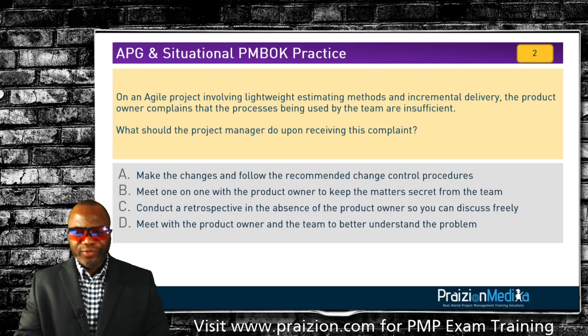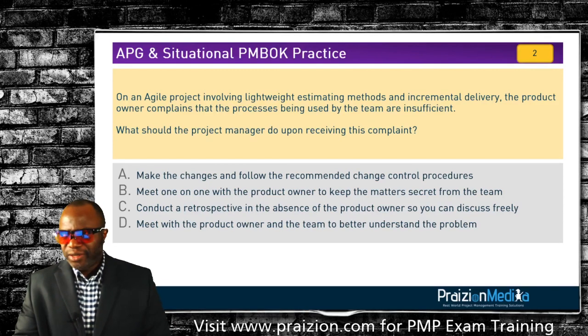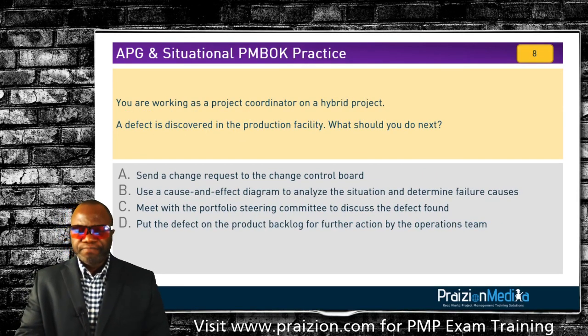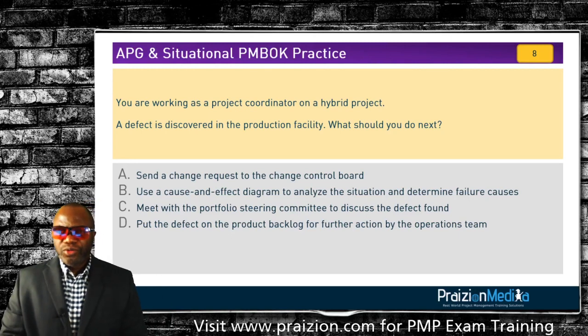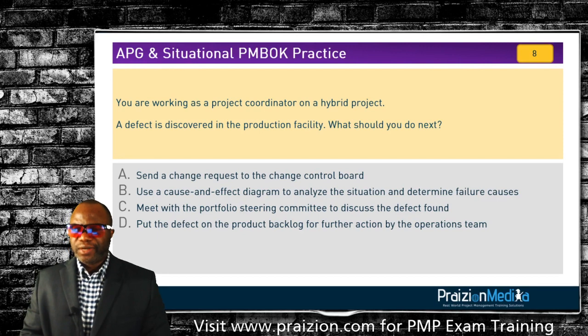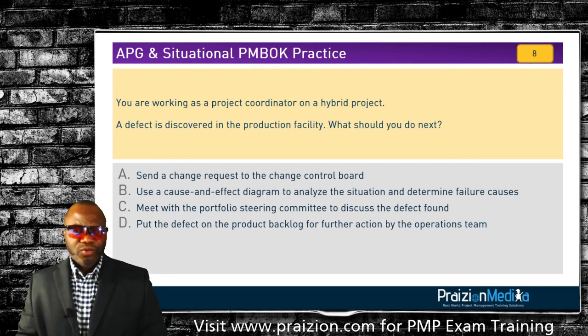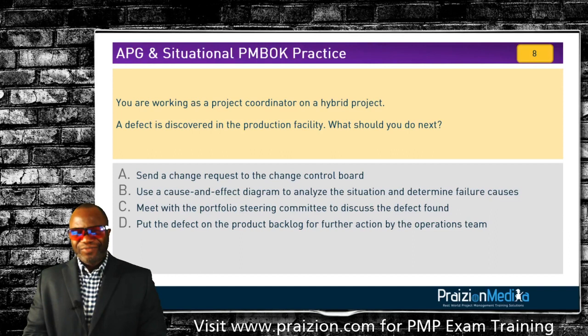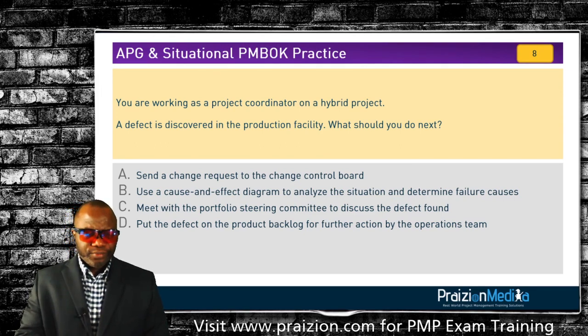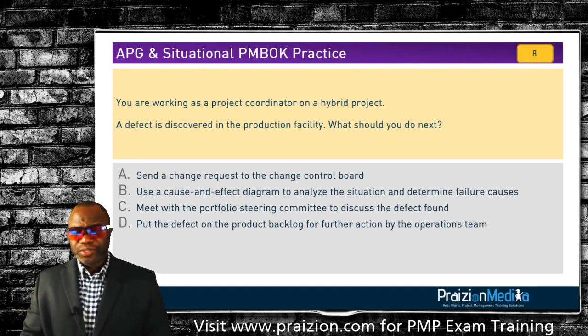Now, we've gone through quite a few of these questions, so I'm going to jump ahead from question 1 to question 8. So, question 8. You're working as a product coordinator on a hybrid project. A defect is discovered in the production facility. What should you do next? If you need more time, remember to hit the pause button. I will be telling you the answer shortly. 3, 2, and 1.